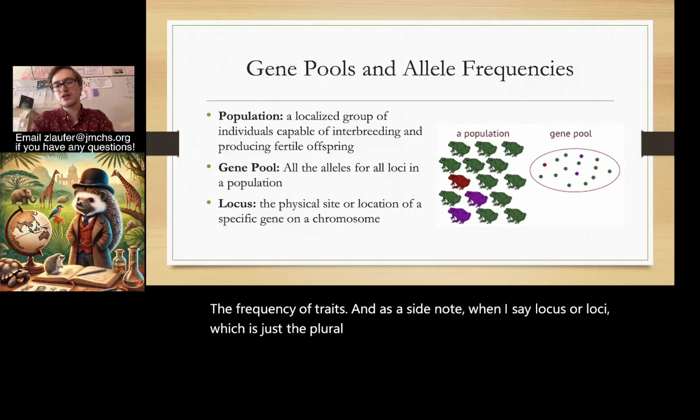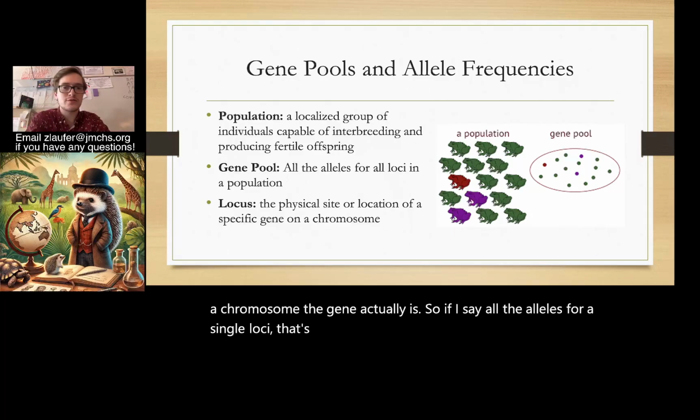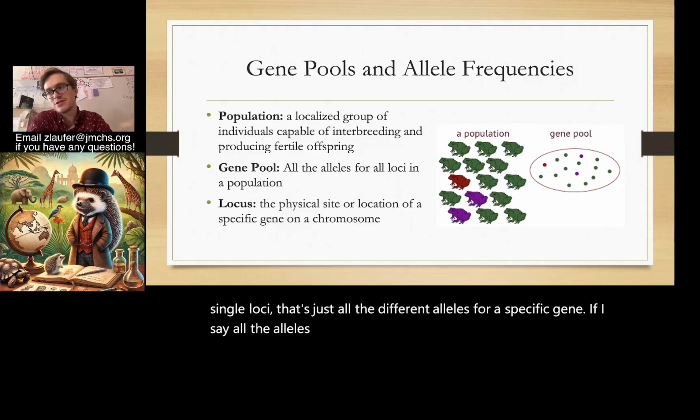And as a side note, when I say locus or loci, which is just the plural of locus, we're just talking about where on a chromosome the gene actually is. So if I say all the alleles for a single locus, that's just all the different alleles for a specific gene. If I say all the alleles for all loci, that's every possible allele at every possible position.